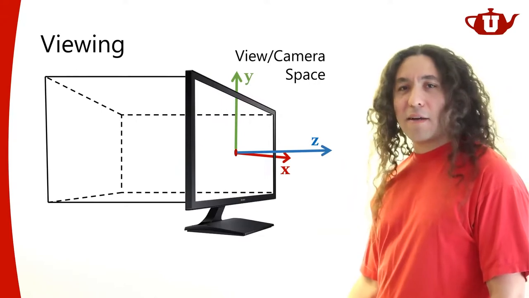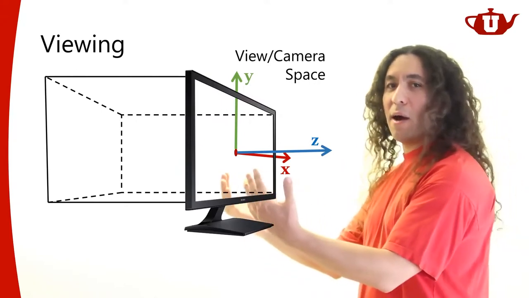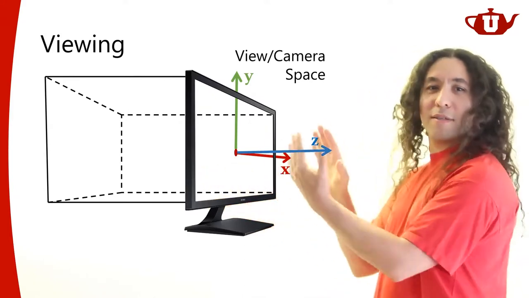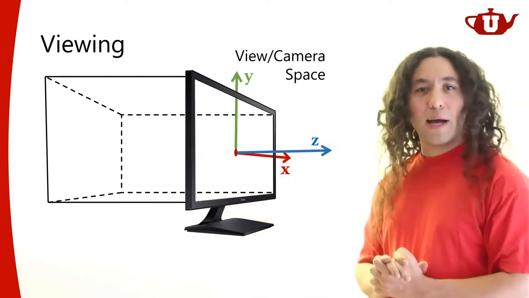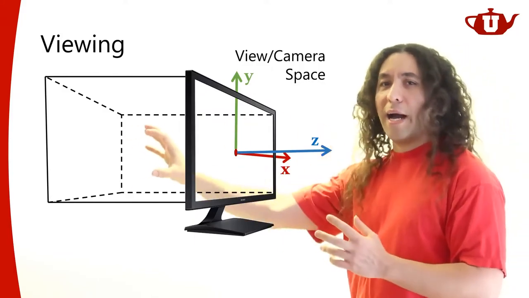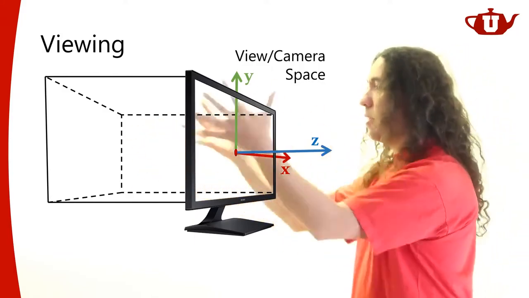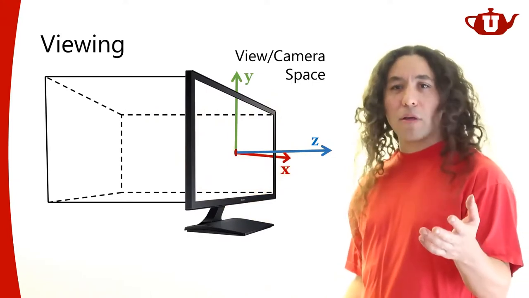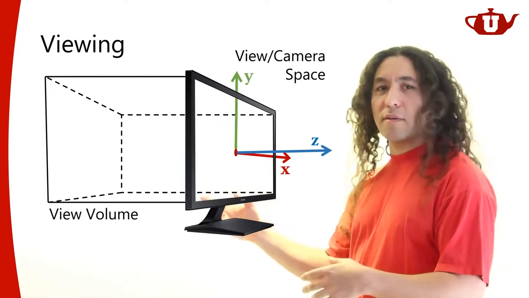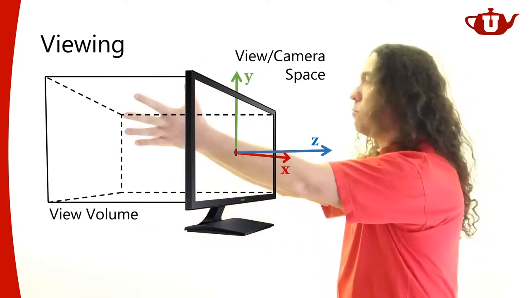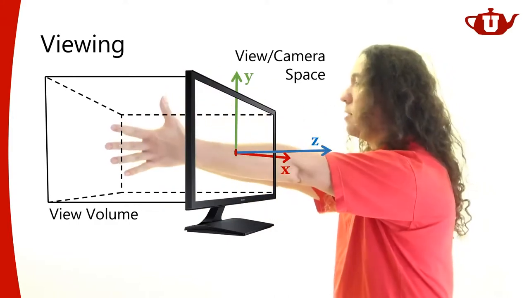And the nice thing here is that now I can collapse my scene in the z direction, and that's going to give me the image that I want, right? And the part of the scene that I can see over here, the virtual stuff that I can see, is going to be contained in a volume, and I'll call it the view volume, right? The view volume represents the part of the scene that I can see now.